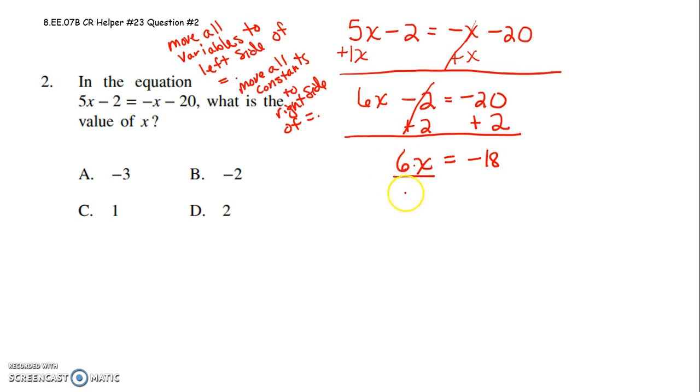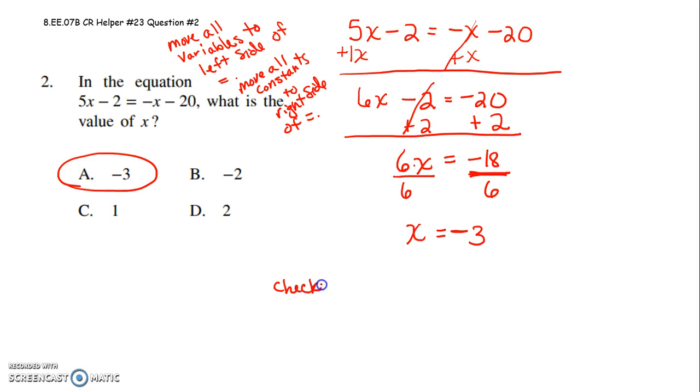Trying to get the coefficient in front of x to be a 1, I must divide by 6. So the coefficient in front of x can be a 1. If I divide the left-hand side of that equal sign by 6, I must divide the right-hand side of that equal sign by 6. So the equality will remain. 6 divided by 6, fancy form of 1. 1 times x, I can write just as x, equals negative divided by a positive is a negative. 18 divided by 6 is 3. Negative 3 is the solution.